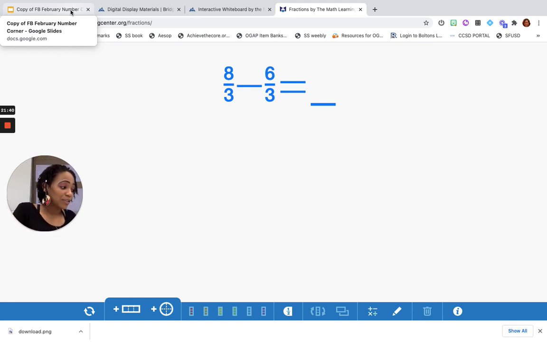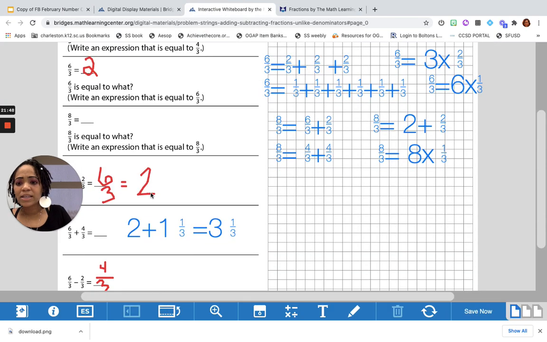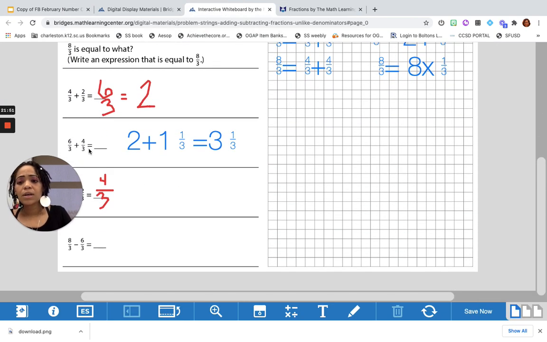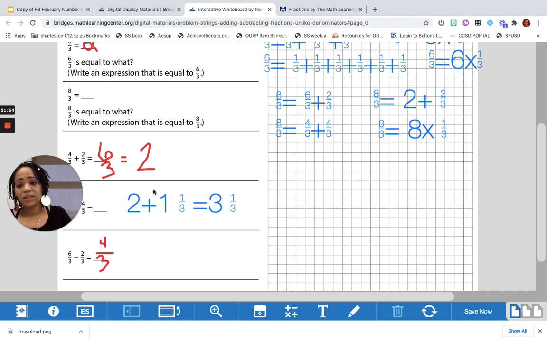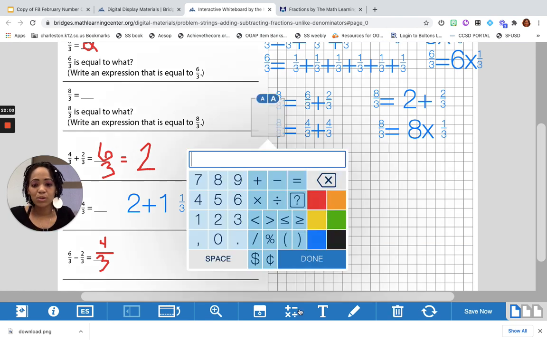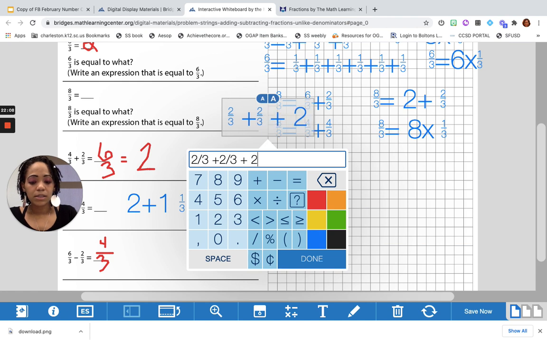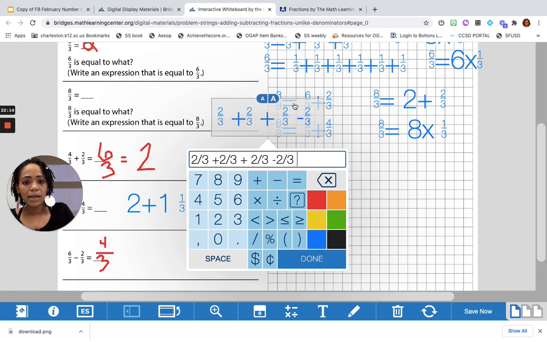We talked about decomposing fractions, which then helped us figure out how to add fractions and subtract fractions. There are some other ways that we could have done this. Specifically for subtraction, we could have broken down 6/3, since we know 6/3 is the same thing as 2/3 plus 2/3 plus 2/3, and then I'm subtracting 2/3. I know I can just take away one of my thirds, and then I only have 2/3 plus 2/3, which is 4/3.